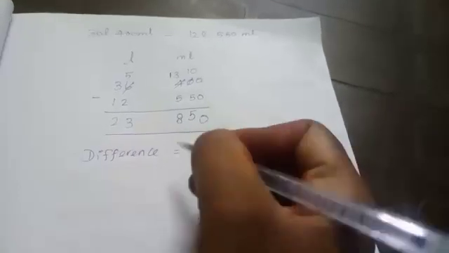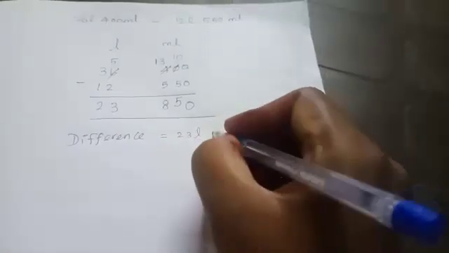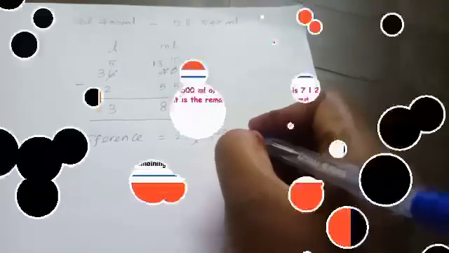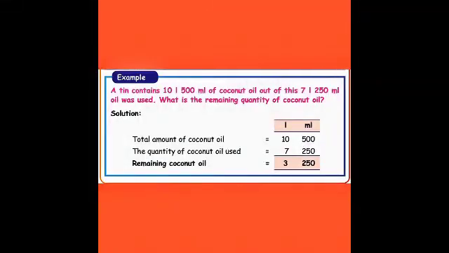Yes, this is the way you have to do the regrouping process and do the subtraction. Let's move on to the word problem. A tin contains 10 liter 500 ml of coconut oil. Out of this, 7 liter 250 ml oil was used. What is the remaining quantity of coconut oil?